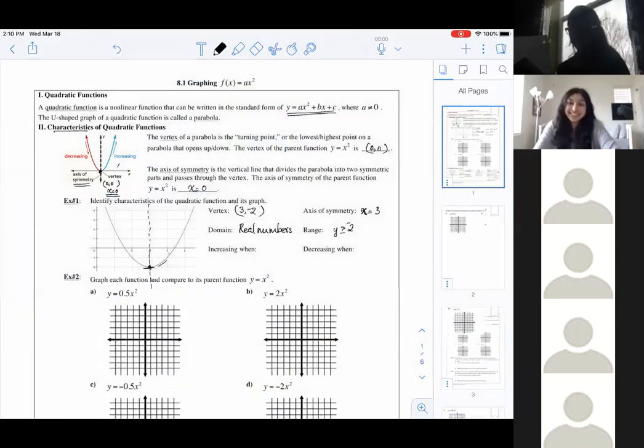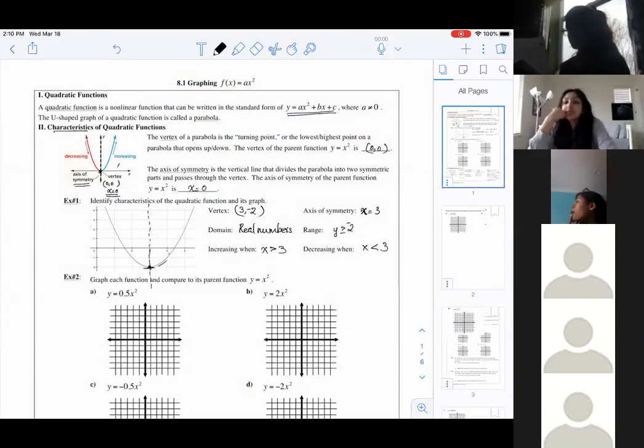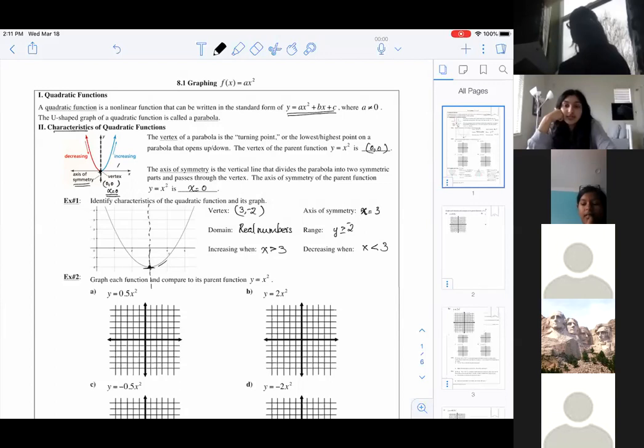So the function is increasing when x is greater than 3, and the function is decreasing when x is less than 3. Is it clear? Yes. Okay, Amrita, do you have a question? No. Okay. So just look at example one more time and see if you clearly understand what all the questions are.